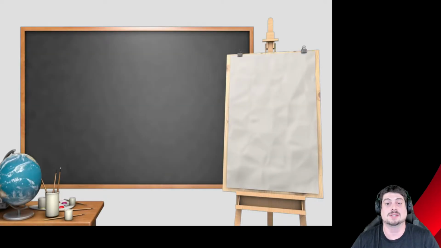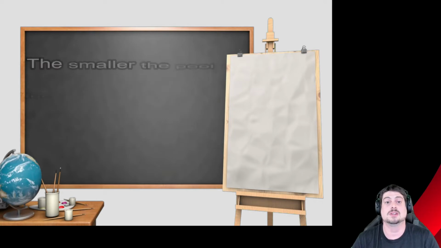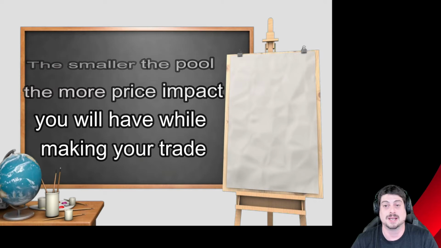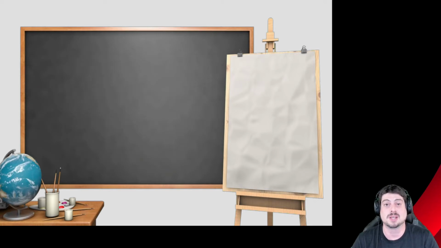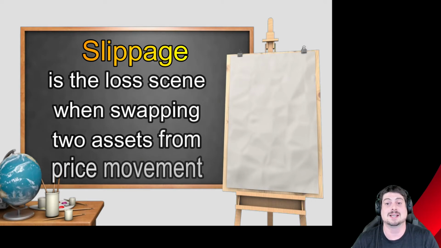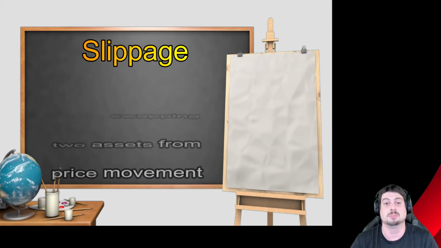Something to note here that's very important is the size of the liquidity pool you are trading with. The smaller the pool, the more price impact you will have while making your trade, and you will see more slippage. Slippage is the loss seen when swapping two assets from price movement. The larger liquidity a DEX has, the better for traders, as they'll see less slippage and price impact.